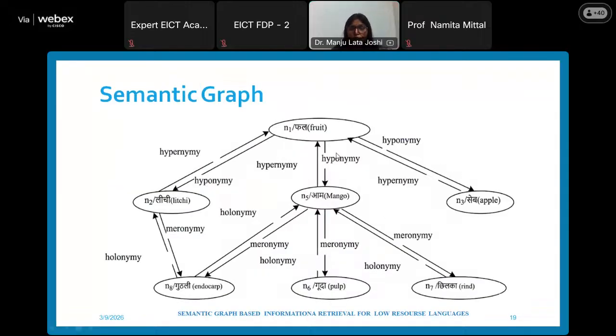This is also a snapshot wherein we consider different relationships. For example, Phal is there, and in Phal we have Lichi and Seb, and in Aam we have Gutli, Guda, and Chilka. These are different types of part-of relationships, sharing the meronym-holonym, part of or has part relationship.